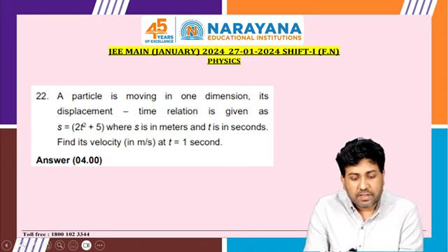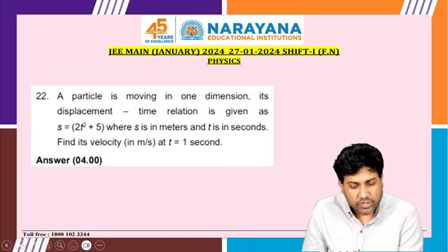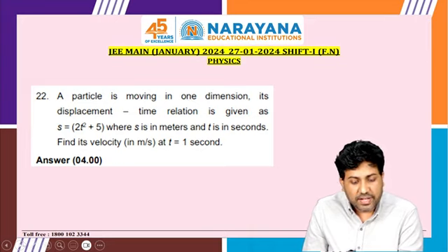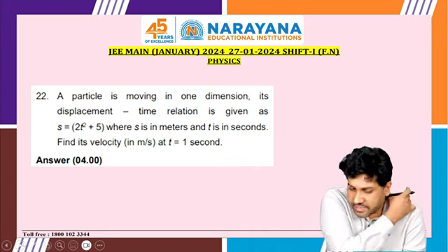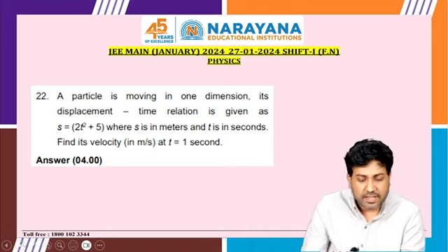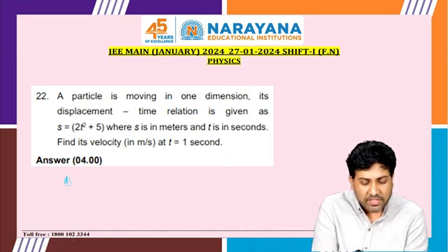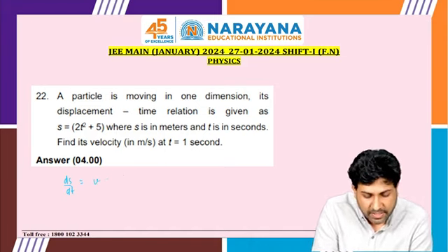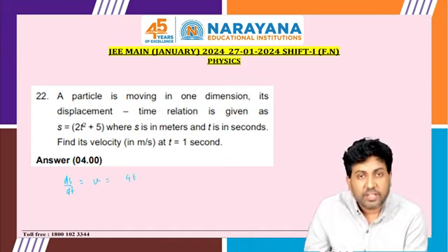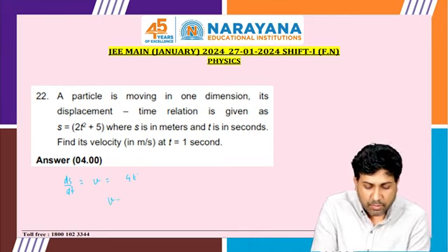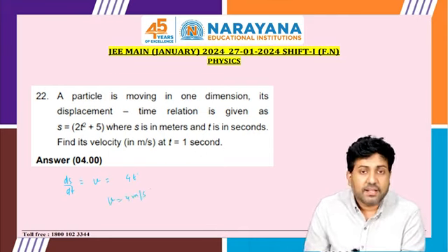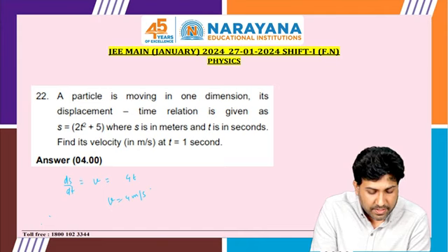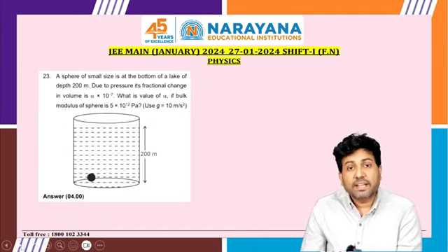In this question, it is given that a particle is moving in one dimension. Its displacement time relation is S is equal to 2t square plus 5, and S is in meters and t is in seconds. That means they are in SI unit. Find the velocity at 1 second. So you just need to differentiate this, and as soon as I differentiate this displacement equation, I will get the velocity. So that will be equal to 4t, and at t equal to 1 second, the velocity will come out to be 4 meter per second. That's it. The answer is 4. Okay. Let's move to the next question.